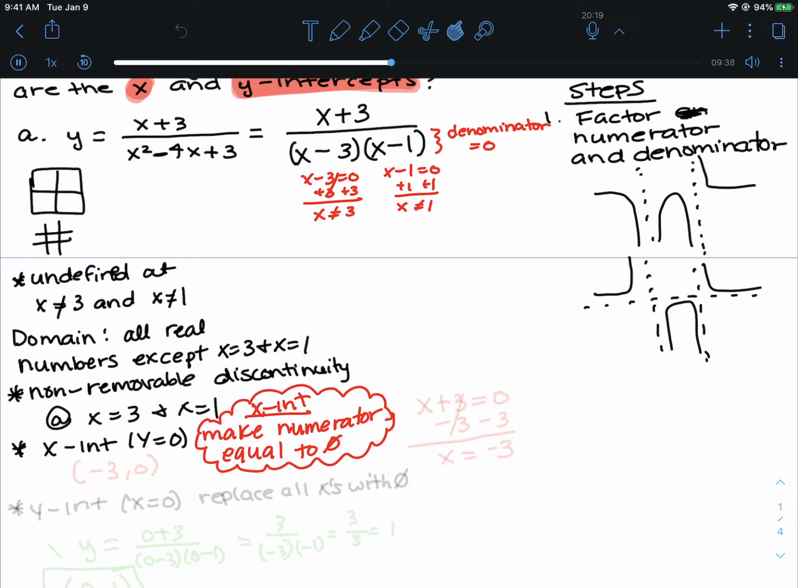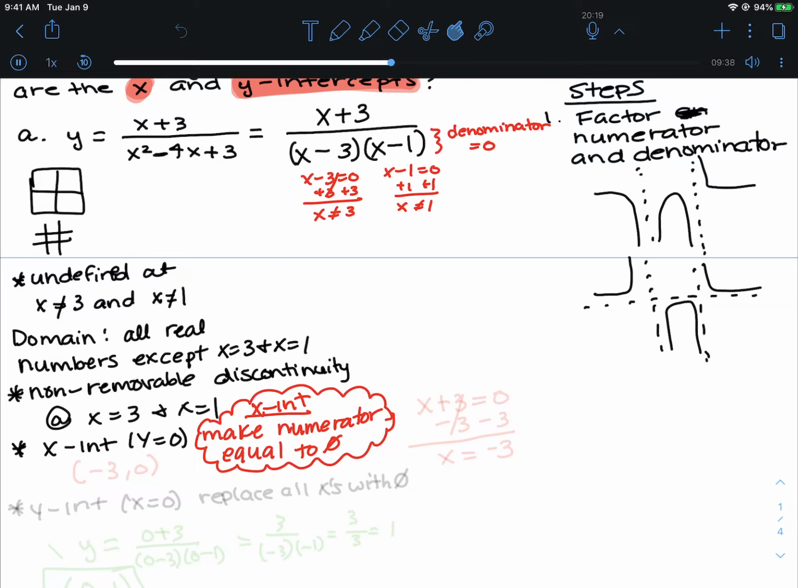Okay? Now let's find the y-intercept. When do you find the y-intercept? When x is equal to 0. So all you have to do is get the equation and replace all x's with 0.